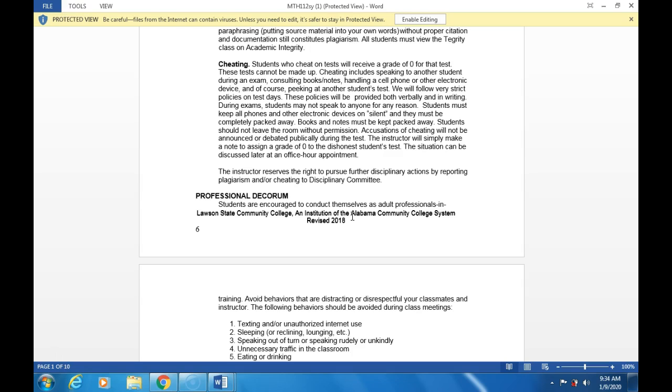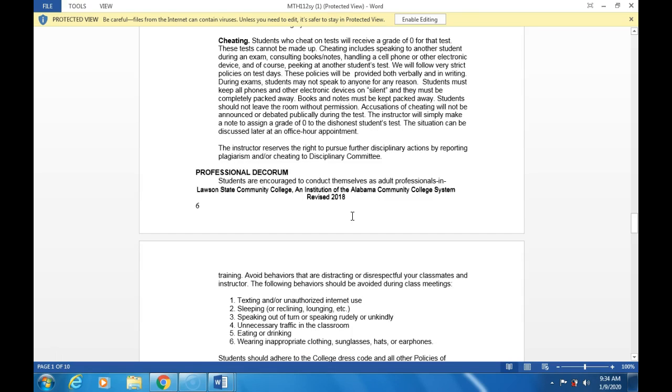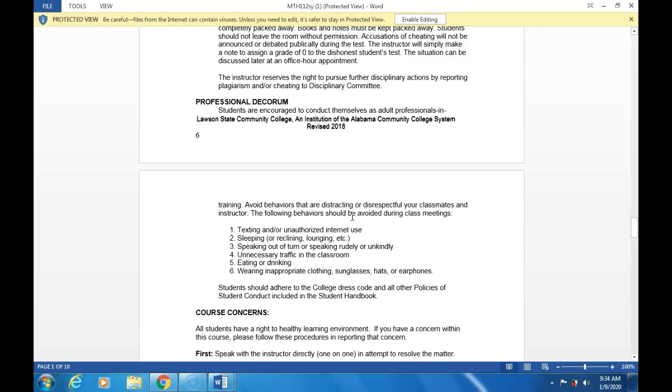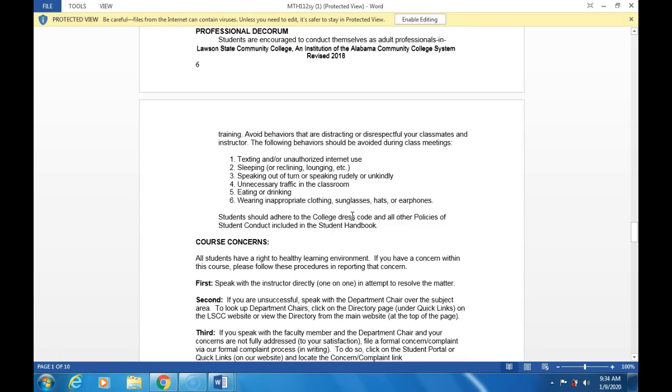So, don't do it. Professional decorum. My goodness, to me this is, I'm sorry, I shouldn't say this, a waste of time and effort to even go over. But let's go over it, because it's here. I'm not going to go over it in gory detail, but avoid behaviors that are distracting and disrespectful for your classmates. That's the key, folks. I really don't care on a lot of this stuff unless it's bothering somebody else. If it's bothering somebody else, I don't want that to happen. So, texting and unauthorized use of internet, if you're bothering somebody else, don't do it.